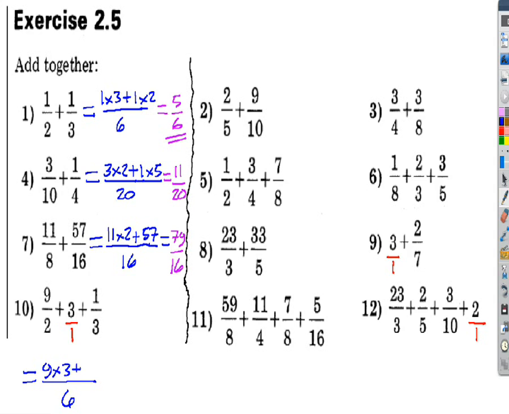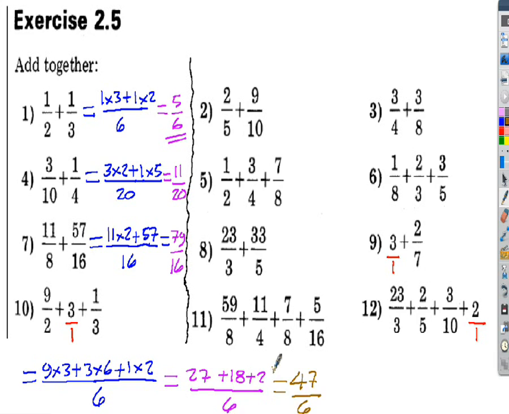And I'm adding to that. How many times does 1 divide into 6? And that goes 6 times, so that becomes 3 multiplied by 6. And how many times does 3 divide into 6? It goes twice, so that becomes 1 multiplied by 2. So there's my numerator. Evaluating the top line, I will get 27, add to 18, add to 2, it's all divided by 6. And evaluating the top line, that becomes 47 upon 6.